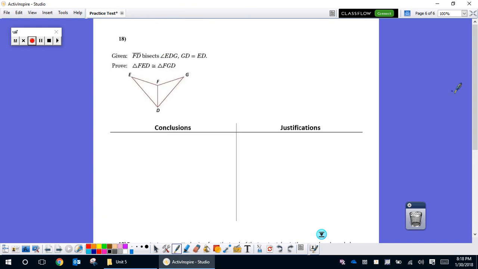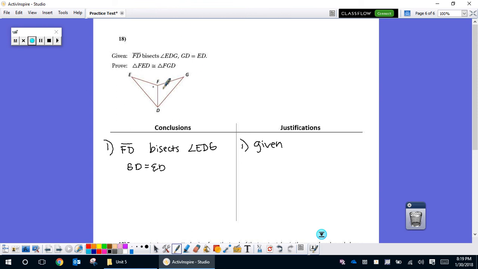Okay. All right, last page here. So I'm just going to get started, and I'm going to start writing whatever my given is. So segment FD bisects angle EDG, and the length GD is equal to the length of ED. Given. Alright, so we are trying to prove that the two triangles FED is congruent to FGD.